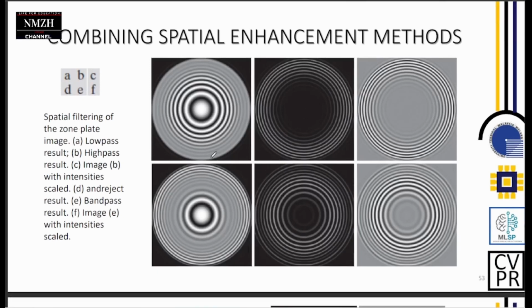This one is for a low pass, high pass. This one is the image B with the intensity scale. Okay. This one is the band reject result. This one is band pass, and this one is the E, okay, with the intensity scale, right? So that is how we can see the differences between the spatial enhancement methods for A to F.